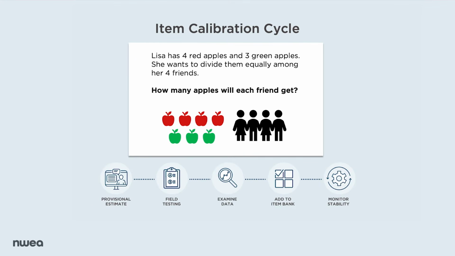To understand how an item gets a RIT score, let's walk through the item calibration cycle using this new math item as our example. You can see it's asking students about dividing apples equally among friends, a fairly straightforward division problem. But here's the thing. Before this item can become part of our item bank and appear on student tests, it needs a RIT score. Remember, the RIT score reflects the item's difficulty, specifically the achievement level where 50% of students would answer it correctly. So how do we figure that out? Well, let's follow this item through each step of the calibration process.